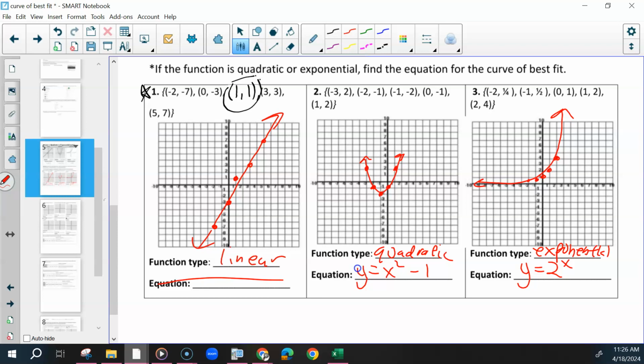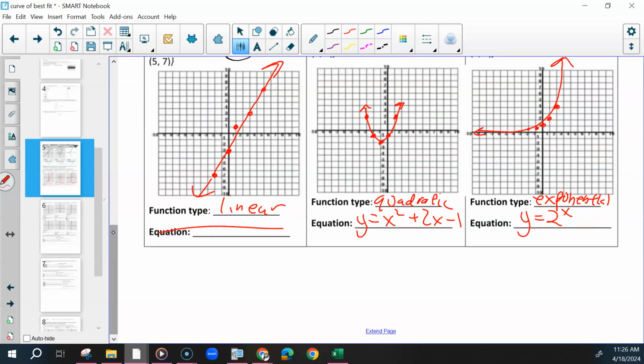I think there's something missing there. Yeah. X squared plus 2x minus 1. Questions on either? Yes. The quadratic, is it always going to start with x squared? It's going to be y equals first, but then it depends, because depending on the function, you may have a number in front of x.